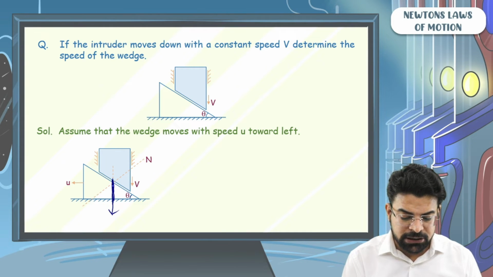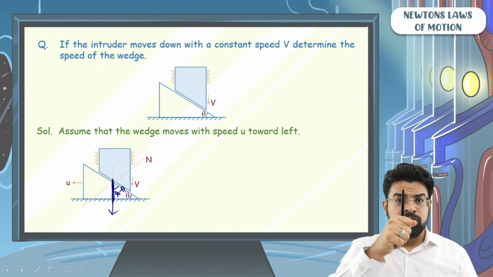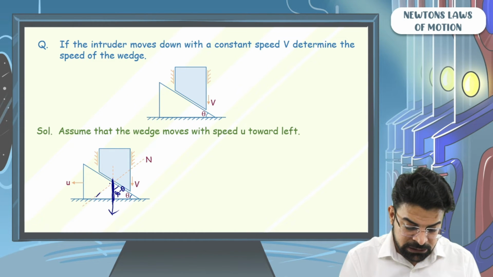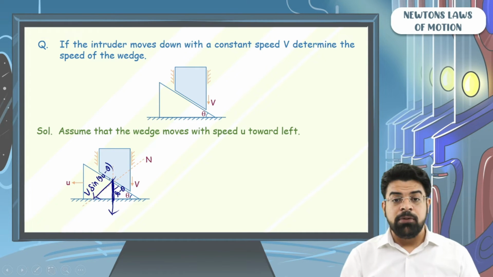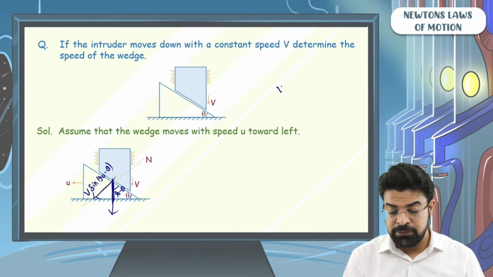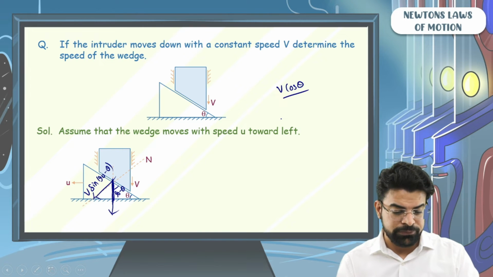This angle is theta, so this angle is 90 minus theta. So the component of velocity of intruder along the normal will be this component, and that will be v sine 90 minus theta. And v sine 90 minus theta can be written as v cos theta. Just like the component of mg along the normal comes out to be mg cos theta.